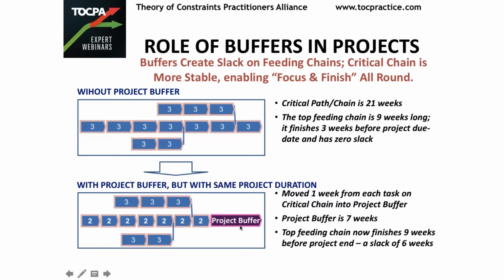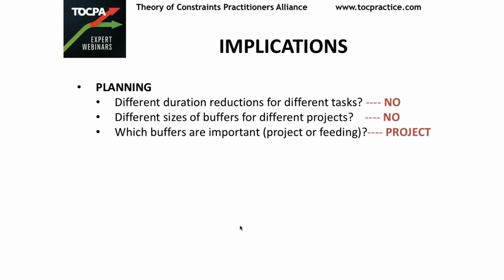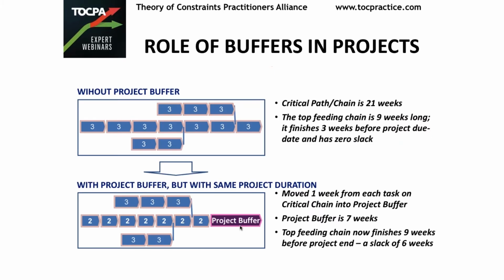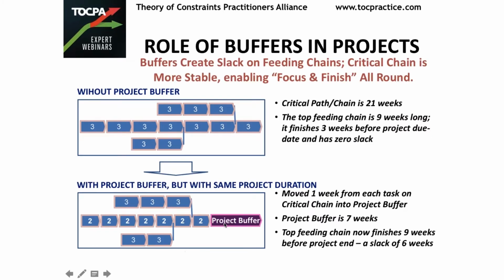So, given this, this is how I would answer the questions that I had listed down before. Do I need a different duration reduction for different tasks? Not really. Unless there is an exception where there is some task where I really don't want to reduce the duration, and I will come to what type of tasks they are. But all that matters here is that my project buffer is 7 weeks long. It didn't matter whether task number 1 got reduced by 1 week and task number 3 got reduced by 2 weeks. That didn't matter. All that mattered is my project buffer is 7 weeks long, right?